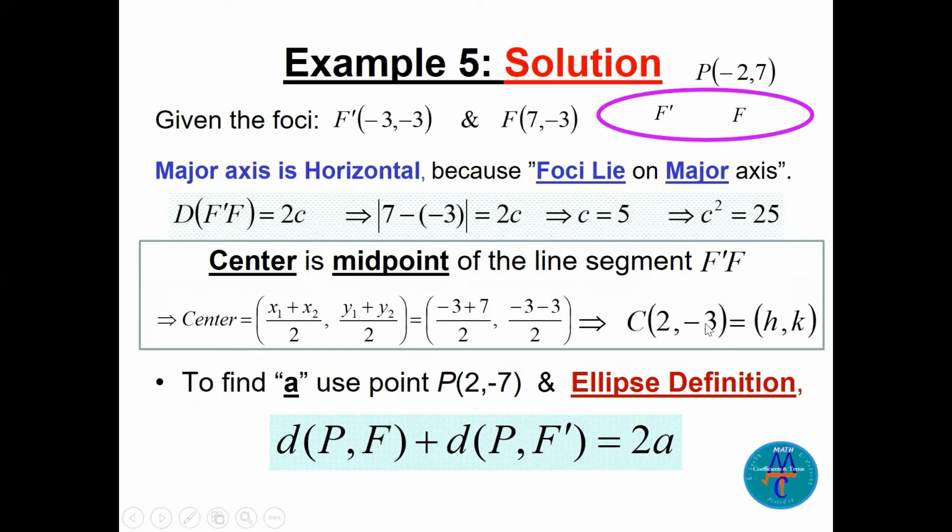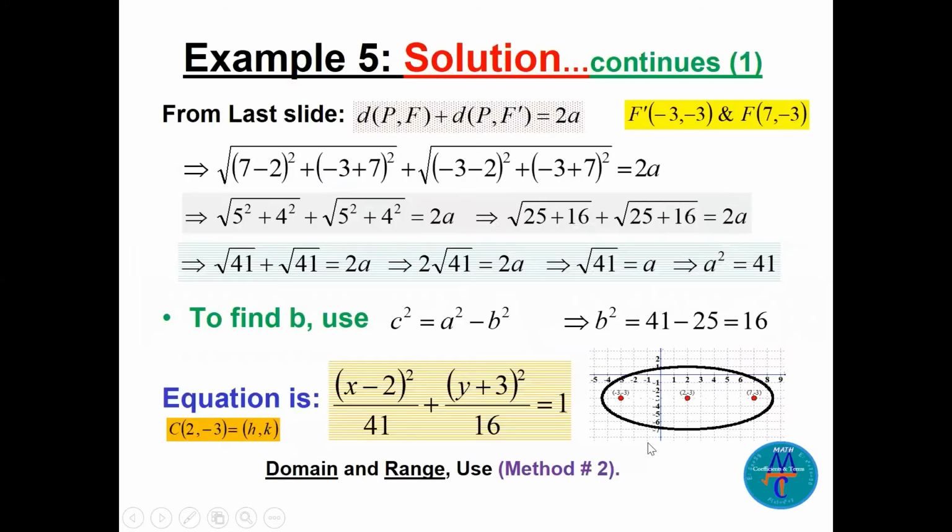Now the only way I can find a or b is using the point on the ellipse and the definition. If you remember, the distance from P to F plus the distance from P to F prime is equal to 2a, the sum. Then from there, we can proceed with many numbers, but it's not difficult. Square root of 7 minus 2 squared plus minus 3 plus 7 squared, etc. Use the distance formula that you know, and then we will get square root of 41, the first one, plus square root of 41, the second one, is equal to 2a.